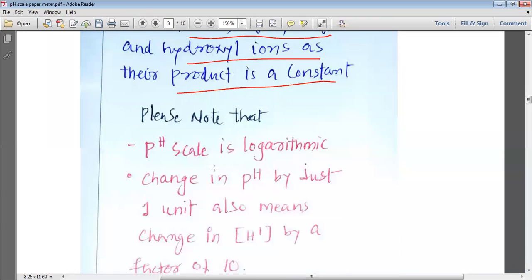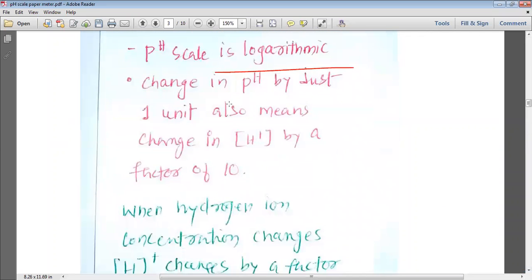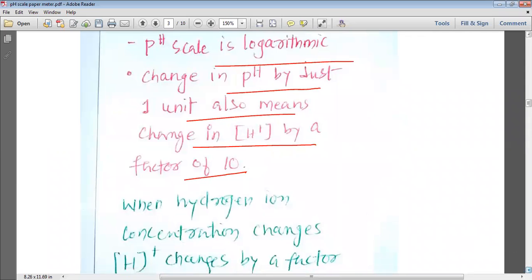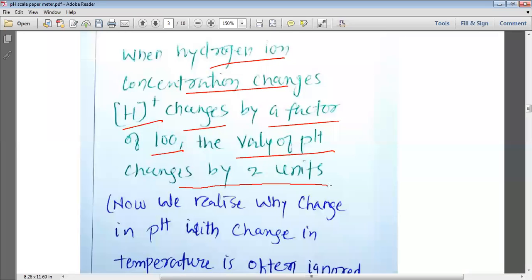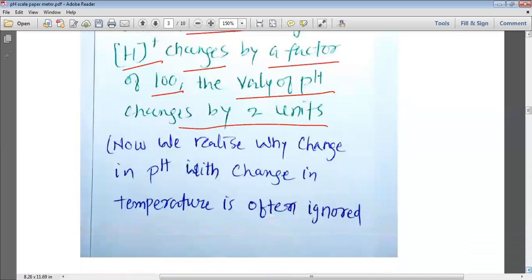Please note that pH scale is a logarithmic scale. A change in pH by just 1 unit also means change in H plus by the factor of 10. When hydrogen ion concentration changes by a factor of 100, the value of pH changes by 2 units only.